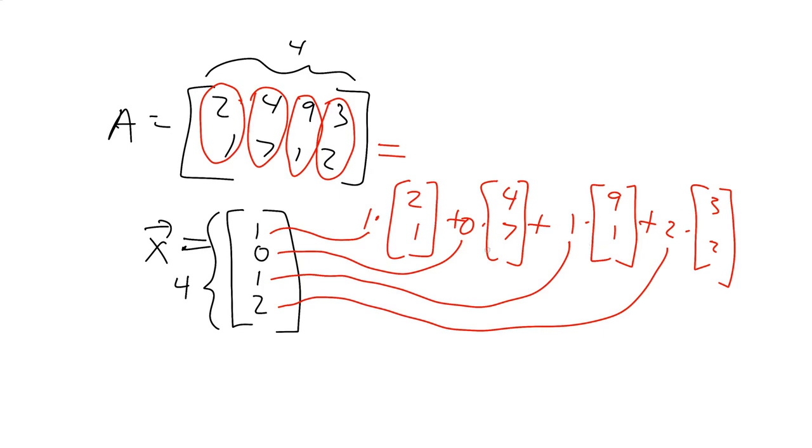So if we compute it this way, just to see what we get, 1 times that is going to give us 2, 1. 0 times this, of course, is going to give us 0, 0.